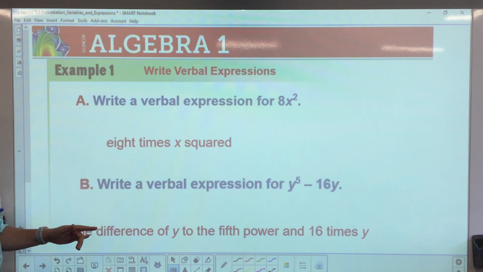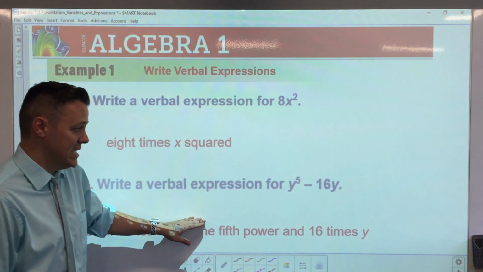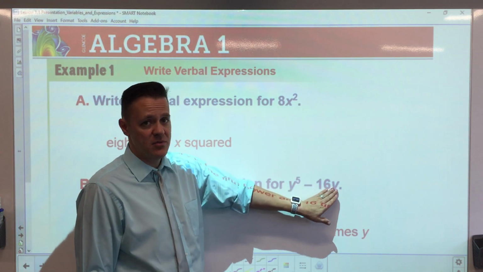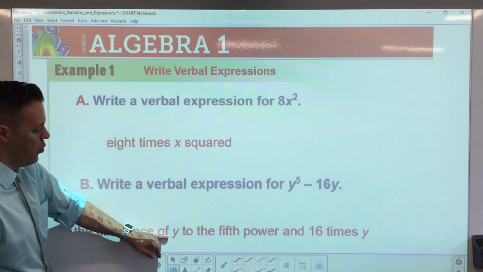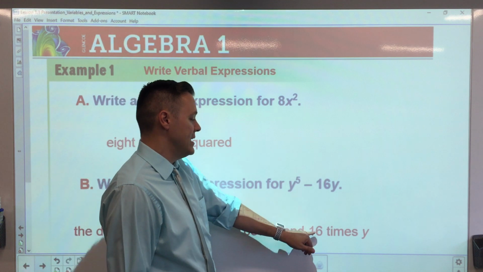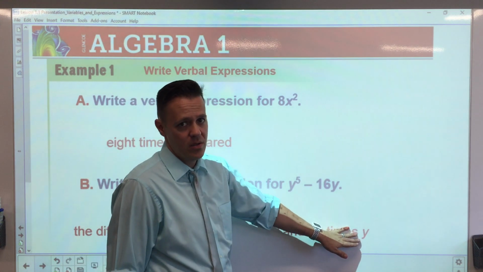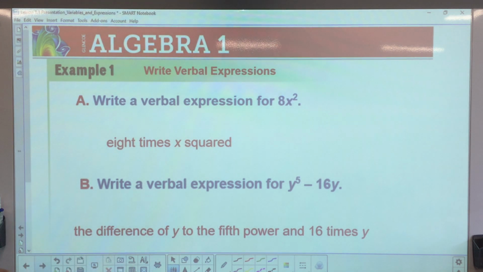So there's 2 ways to write this. You could put y to the 5th power minus 16 times y, or you can say the difference of y to the 5th power and 16 times y. Okay? There are 2 different ways to write it. Make sure you guys know how to do both, and we'll go from there.